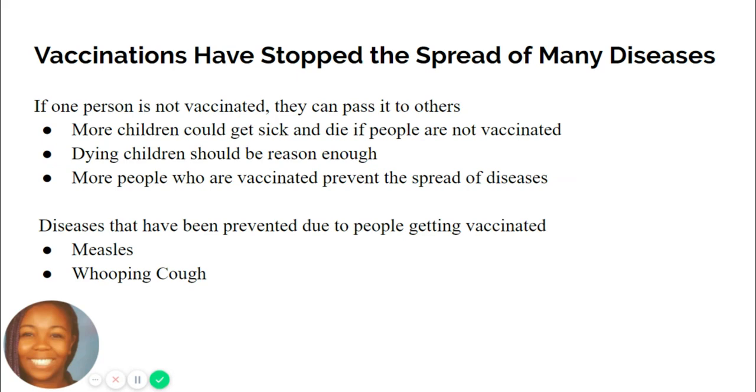These are diseases that were gone, and not a lot of people were getting them. Barely anyone was getting sick from measles or whooping cough or polio. But now that a lot of parents are deciding not to vaccinate their children, these diseases have come back in huge amounts. Diseases that have been prevented due to people getting vaccinated. Two examples I have are measles and whooping cough.